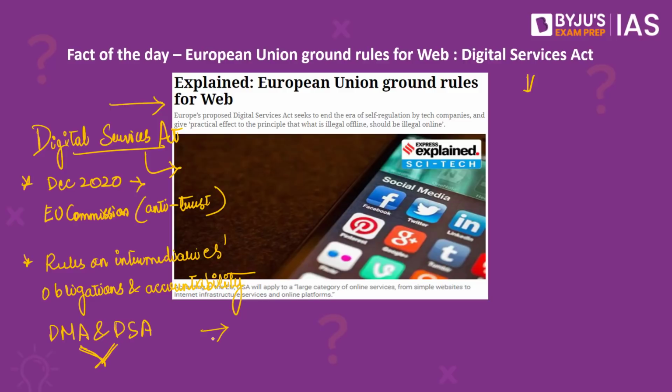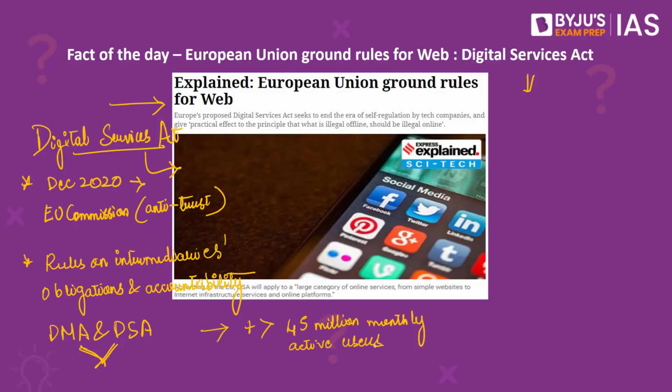These rules are applicable to any service with more than 45 million monthly active users in EU, and such services will be regulated under DSA. So its primary aim is to ensure that the negative social impact arising from many of the practices that are being followed by internet giants such as Google or Facebook or YouTube is minimized or removed completely.